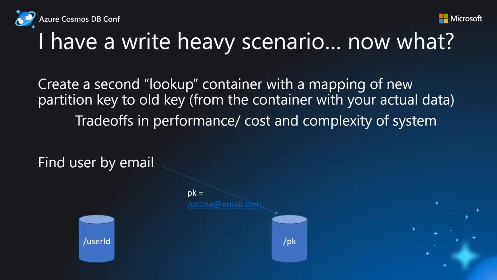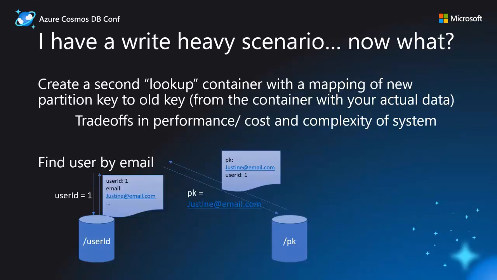So when we want to find user by email, let's say partition key equals whatever the email is, which is justine@email.com. And no, that's not my real email. Now, when we want to find user by email, we can do a request against our lookup container for this partition key, and we get data back. So the data that we get back is the actual partition key that we looked for, justine@email.com, and we also store that mapping for the old container, which is the user ID. Now that we have the user ID, we can do another scoped query to the container that contains our actual data, and we can get all of the user data back.